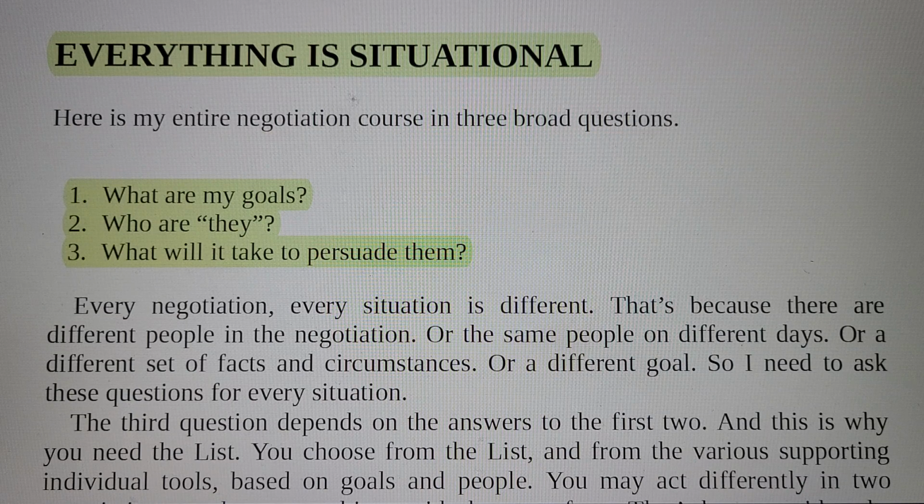Everything is situational. Here is my entire negotiation course in 3 broad questions. 1. What are my goals? 2. Who are they? 3. What will it take to persuade them?